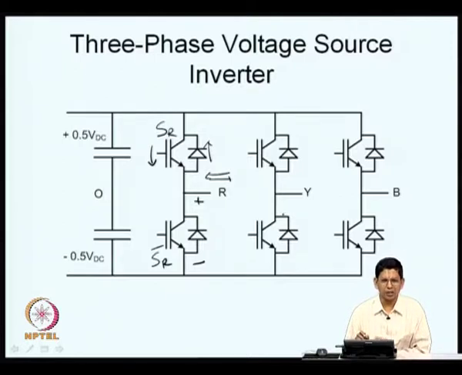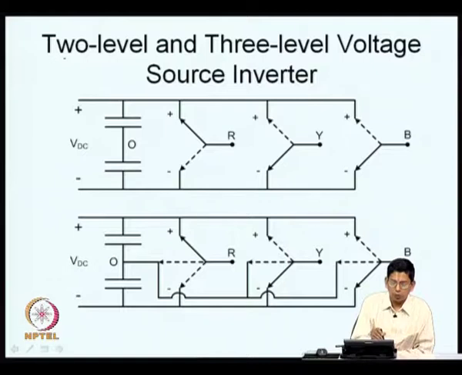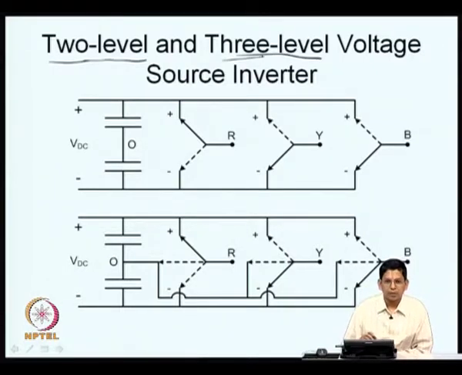Now, we want to see whether between R and Y we can have only plus VDC, 0 and minus VDC. Why not have plus or minus 0.5 VDC, for example? If you want to do something like that, then you need what we call a 3 level voltage source inverter. A 2 level is what we saw before and a 3 level is now what we are going to look at, right.